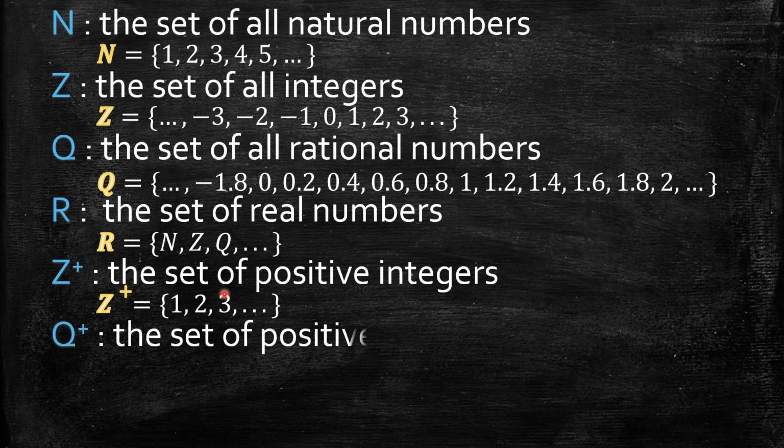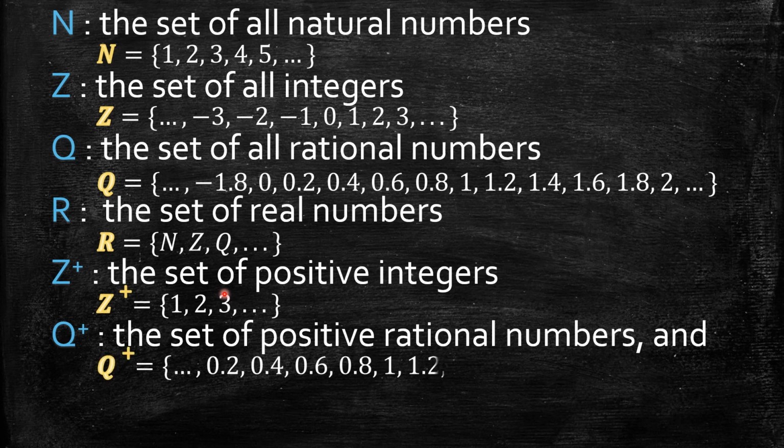Similarly, Q plus includes the set of positive rational numbers. Okay, so I can write Q plus is equal to all the positive rational numbers including 0.2. So here are also more, so I have denoted that by the three dot sign, and they extend to both sides, and there are also infinitely many rational numbers between two rational numbers. Okay, so that's the case. You have to remember these signs: N for natural numbers, Z for integers, Q for rational numbers, R for real numbers, Z plus for positive integers, and Q plus for positive rational numbers.